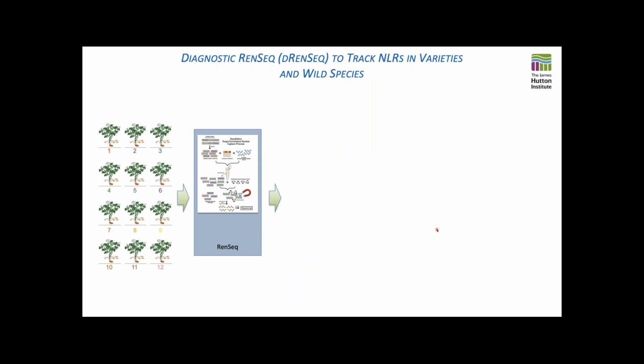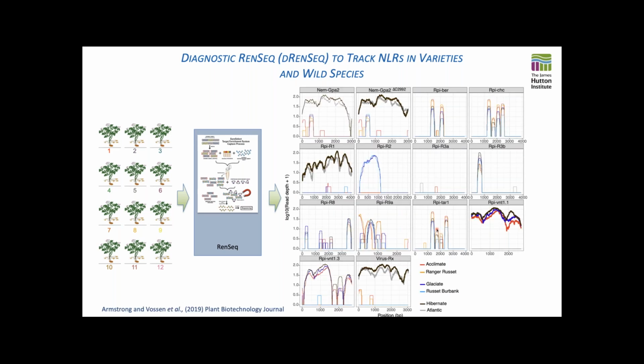So for diagnostic RenSeq, what we tend to do is take a number of potato plants, extract the DNA, index the DNA, conduct the target enrichment sequencing, and then we take our sequence reads and ask the question, well, do we have representation of any of the known functional resistance genes within our reads? So each of these square boxes that you can see here on the screen represents a known functional resistance gene.